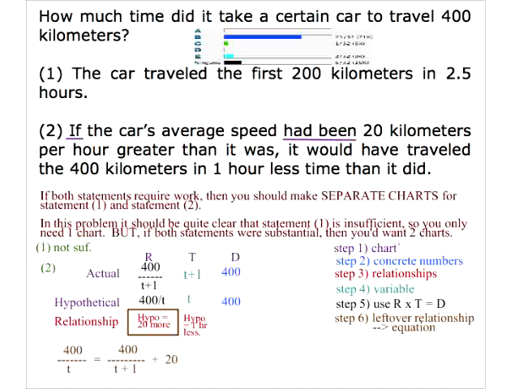So if you do this, let's multiply by t plus 1 on both sides. I don't want to put it on the left, so there's both sides. So you wind up with 400 times t plus 1 equals 400 t.